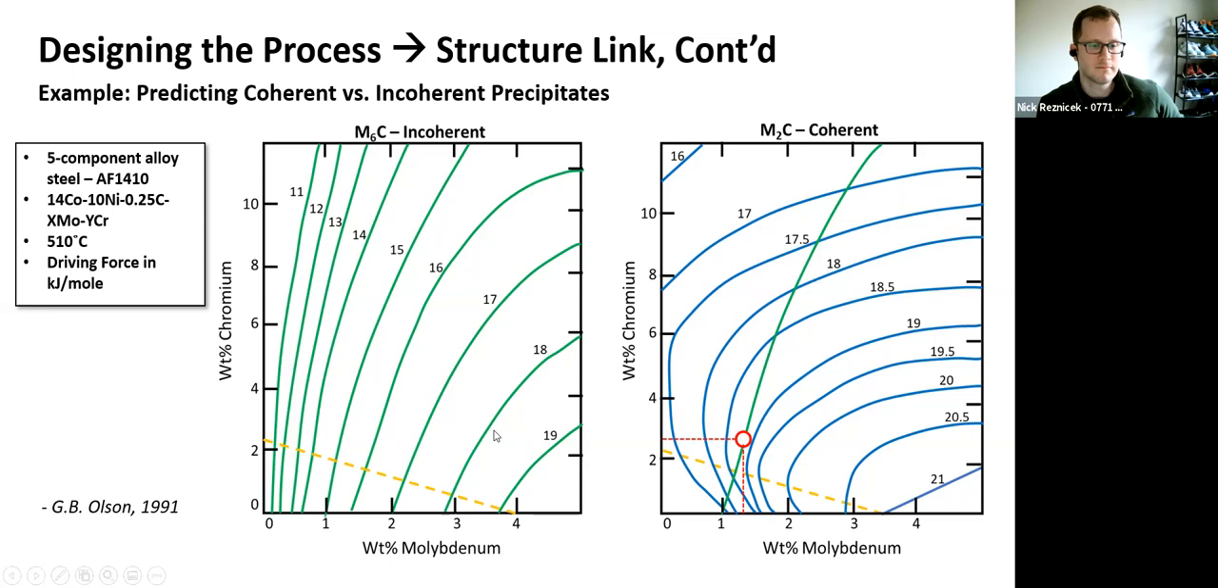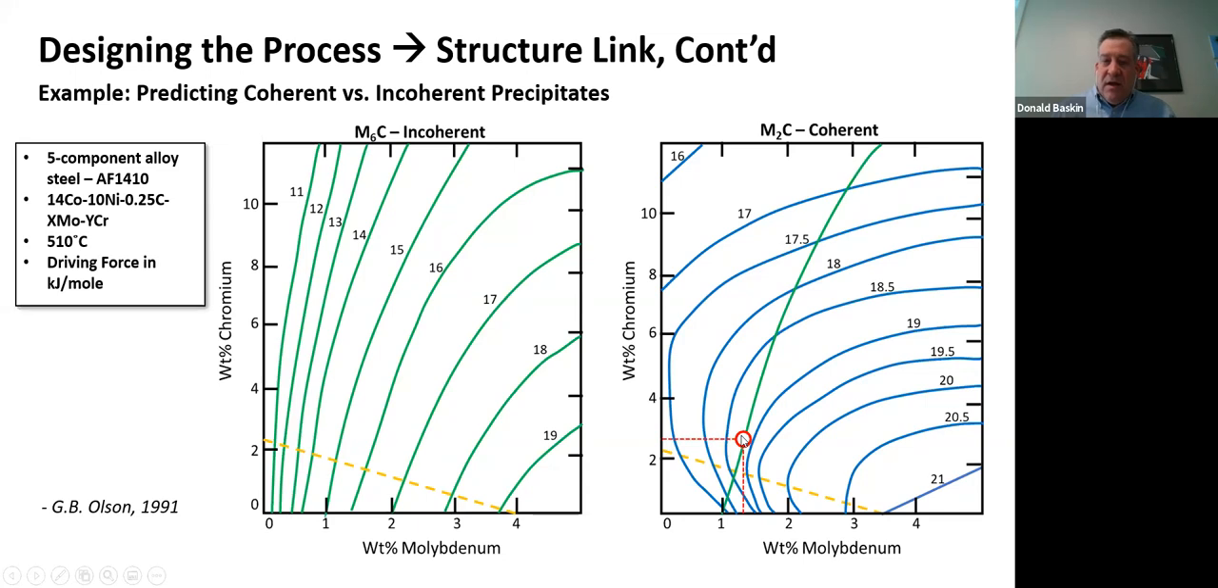So the driving force is high down here, it's low down here. In this design space, the two variables are the amount of chromium and the amount of molybdenum. You want to pick those two variables in the design space that will effectively maximize the driving force for the M2C carbides. And that happens to be right here where the driving force is 19 kilojoules per mole.